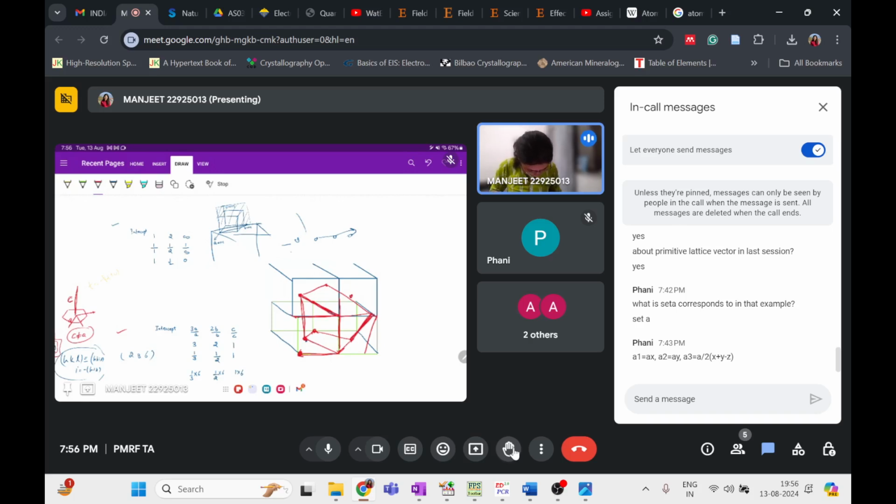One lattice. This is the body diagonal. One is in this direction, and another is in this direction. Okay. Now I have to consider this is also the body diagonal one.